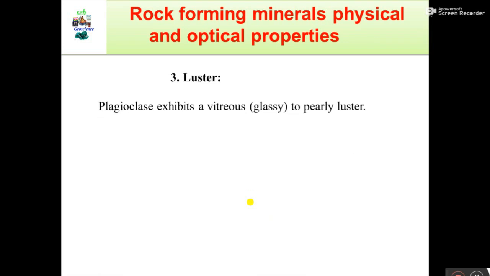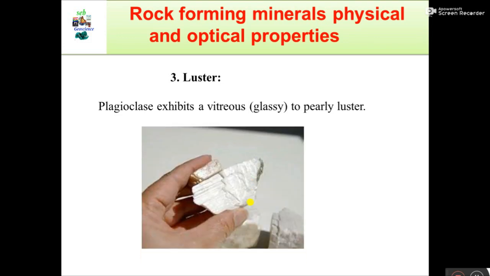The third physical property of plagioclase is luster. Plagioclase exhibits vitreous or glassy to pearly luster. Most of the time plagioclase has vitreous or glassy luster. This is the luster of plagioclase when the light is not transmitted.